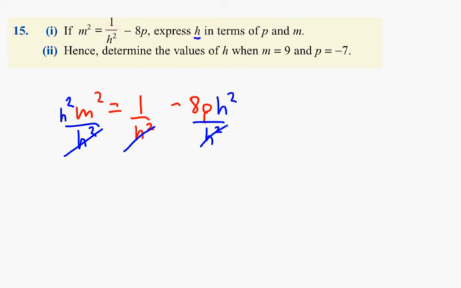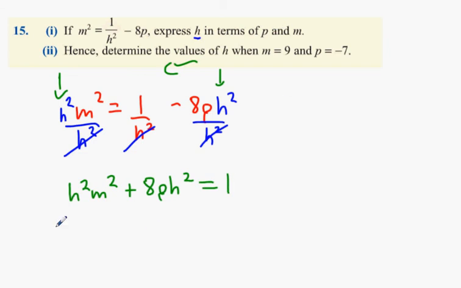Where is h located? There's two of them, isn't there? There's one here and there's one here. Let's move them over the same side. h squared m squared minus, or say plus, 8p h squared equals 1. What's next? What can I take out? Factorize. h squared bracket m squared plus 8p equals 1. h squared is being multiplied by m squared plus 8p.